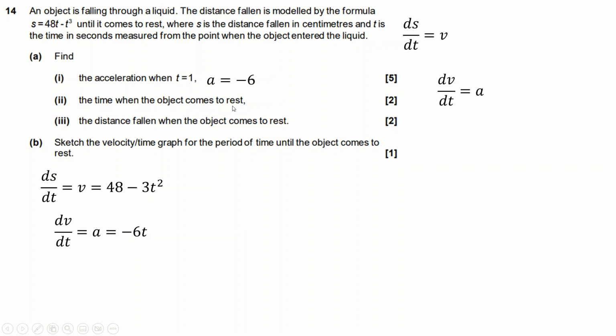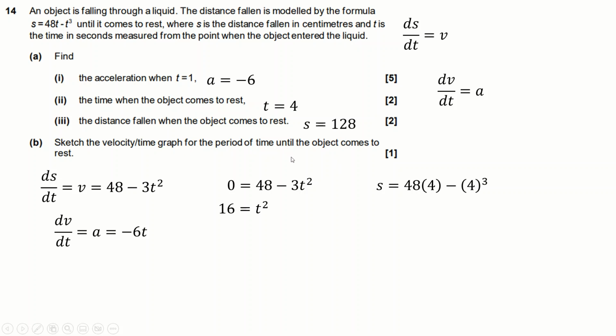The time when it comes to rest means velocity 0. So we go back to our velocity statement and set velocity to be 0, and then solve for that, which is not too hard. Of course, t equals minus 4 doesn't make any sense, so we'll just go with the positive one. And the distance fallen when the object comes to rest. So again, velocity 0, but it's the distance. We're talking about displacement here. So we have to go back to this, and we say, well, okay, we only have this in terms of time, but we know the time it takes to get to rest. So we shove in 4 into this to find the displacement, which will be this. If you just put that in a calculator.